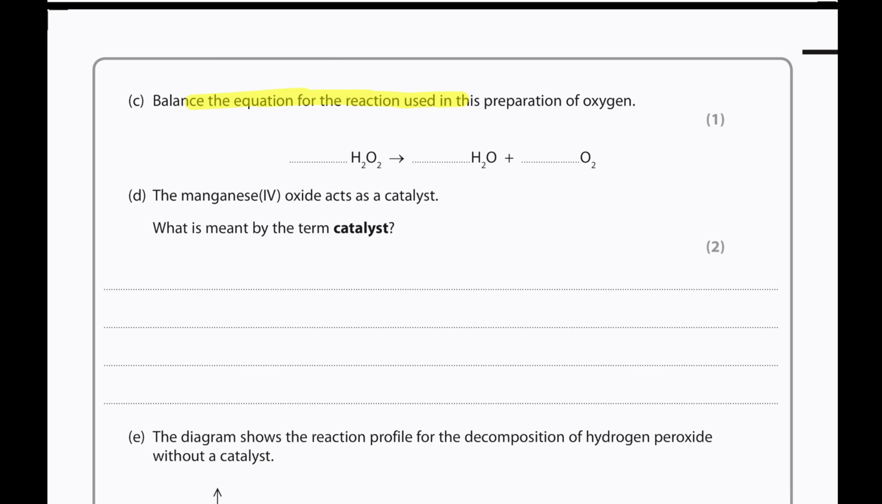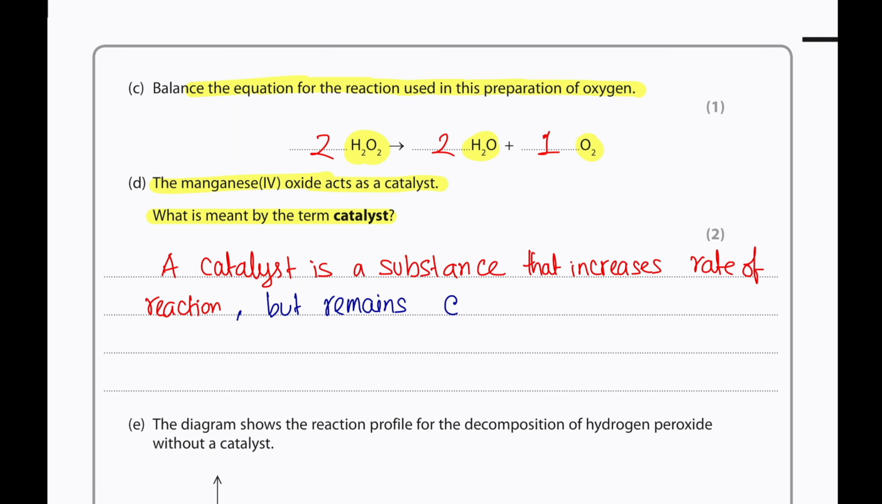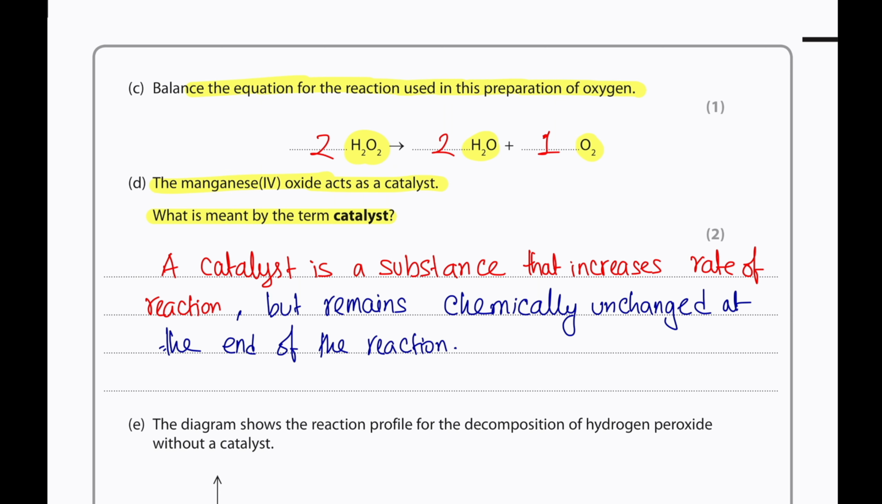Balance the equation for the reaction used in this preparation of oxygen. So when hydrogen peroxide is reacted, it produces water and oxygen. So 2H2O2 produces 2H2O and O2. The manganese oxide acts as a catalyst. What is meant by the term catalyst? A catalyst is a substance that increases the rate of reaction but remains chemically unchanged at the end of the reaction.